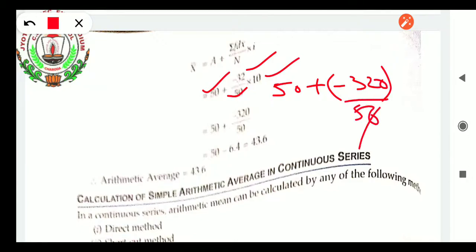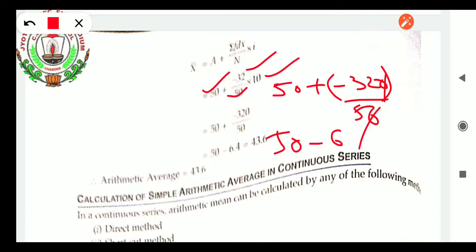Sum of f by 50 plus minus 32 upon n, how much? Sum of f is 50, into 10. You just multiply. Here 50 plus minus 32 into 10, it will be minus 320 upon 50. You cancel the 0s, and divide 50 by 5, so it will be minus 32 divided by 5.